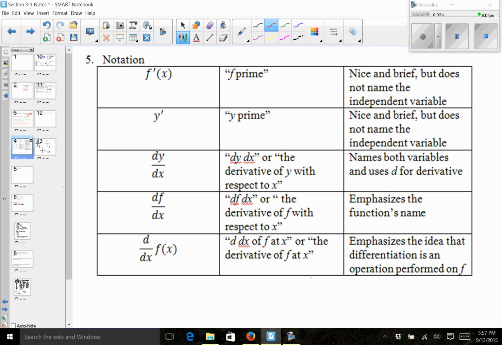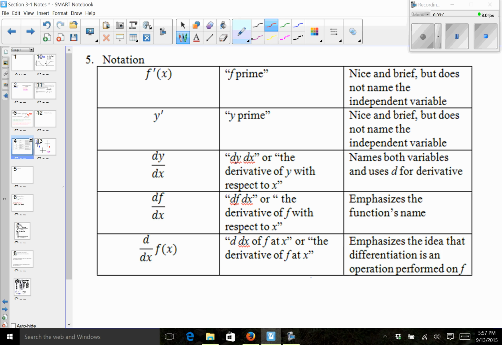In terms of notation, this is in your book in section 3.1. I would look over this. Either pause the video to look over it or open up your book to section 3.1 to look over this table, because there are a lot of different ways we can write the notation for a derivative or slope of the secant or slope of the curve or instantaneous rate of change.